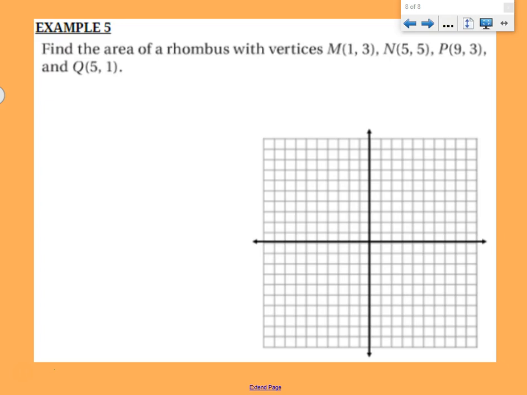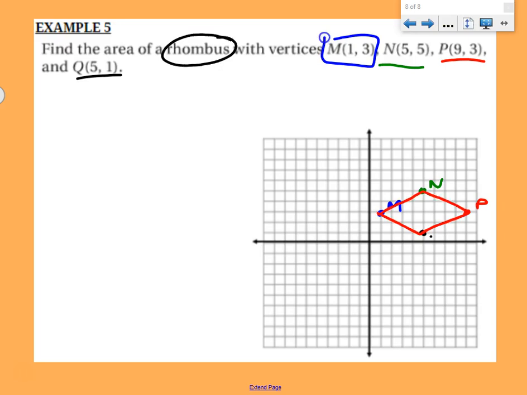You're welcome, Anna. Find the area of a rhombus with vertices M, 1, 3. So we go 1, 3, that's M. N is 5, 5. So we go to 5 and 5. P is 9, 3. And lastly, Q is 5, 1. Connect the dots, make that rhombus that we know it is.